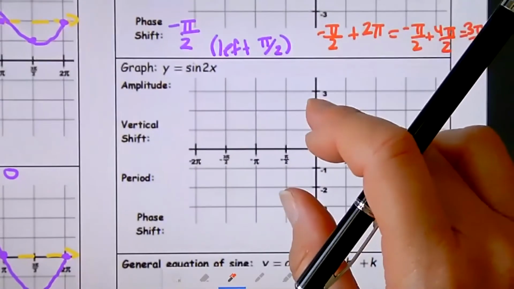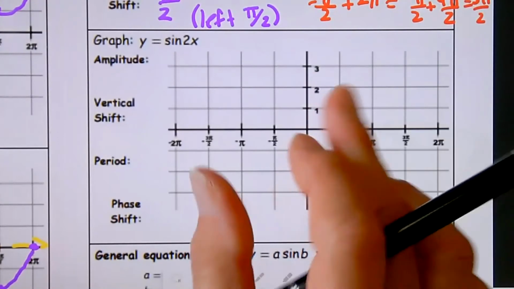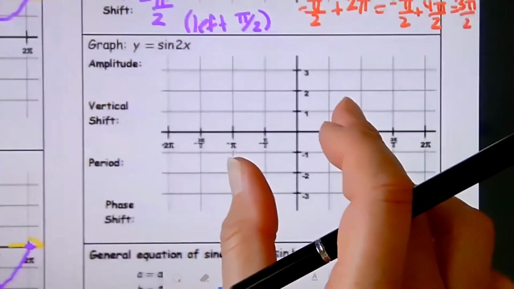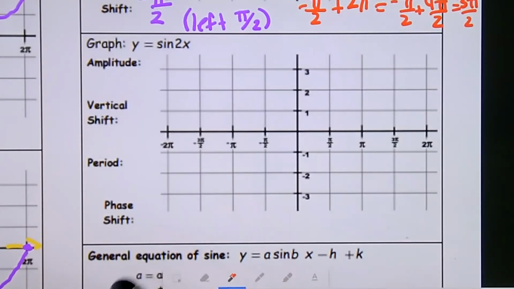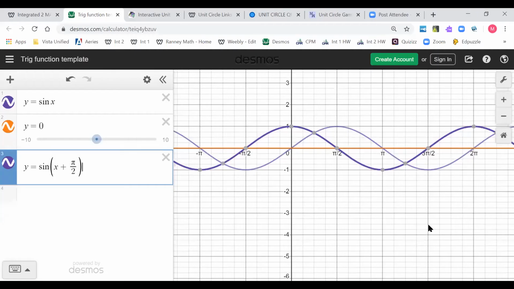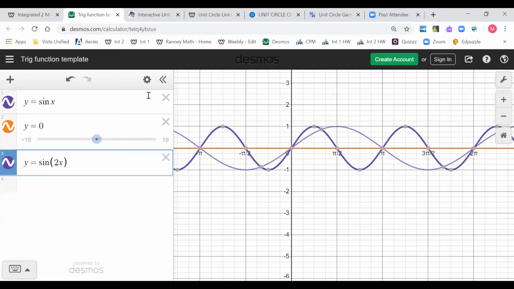So far we have seen a vertical shift. We've seen a horizontal shift or a phase shift above. We saw an amplitude being changed. Now we're going to try to see what happens with this too. So let me go back to Desmos. Again, I'm using the trig Desmos from my website. Okay, so I'm going to change this to a 2x.